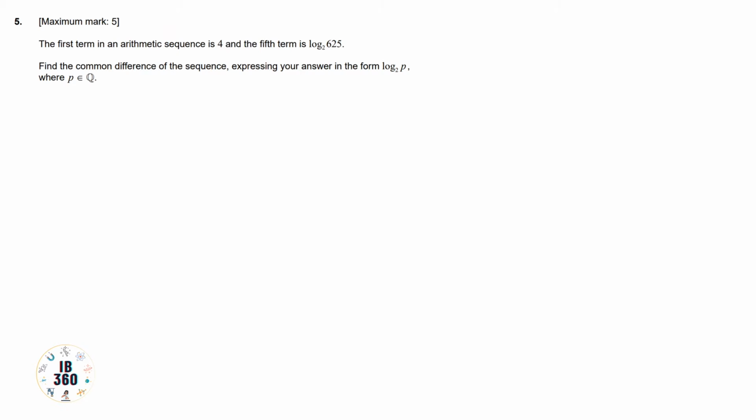So the question is: the first term in an arithmetic sequence is 4 and the fifth term is log base 2 of 625. Let the first term be u1. You have to keep in mind that this is arithmetic, not geometric. So u1 equals 4 and the fifth term u5 equals the first term plus (5 minus 1) into d. d is the common difference.